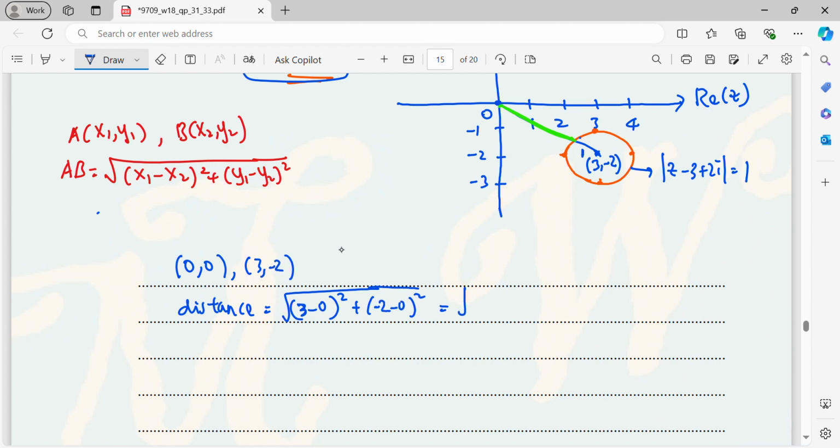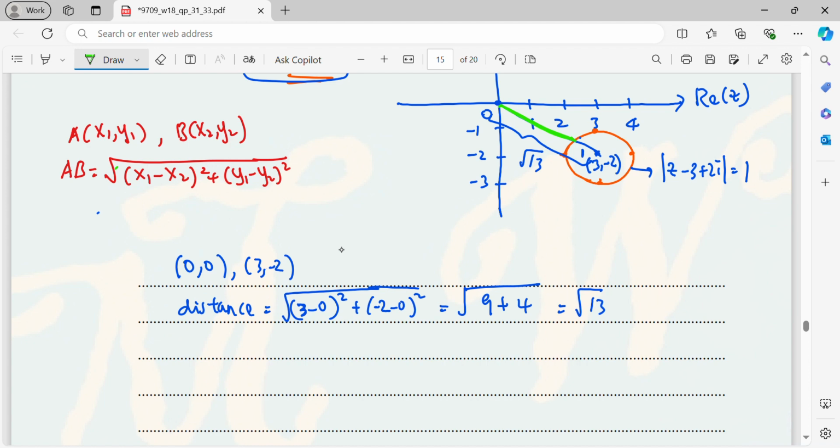Then you will be getting square root of 3 squared plus, I calculate directly, 3 squared is 9, minus 2 squared is 4. Therefore, square root 13. So I know that the total length here is square root 13. But then our least modulus is the green color.